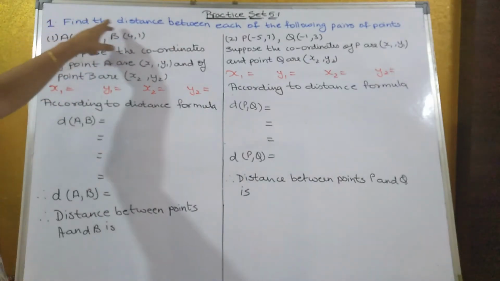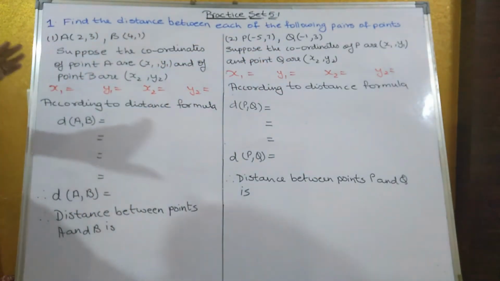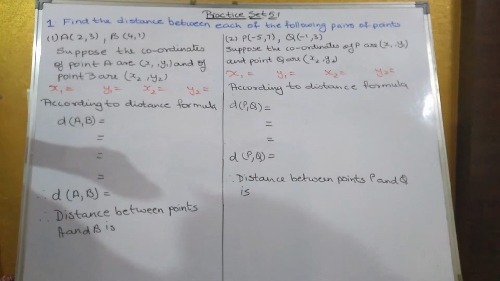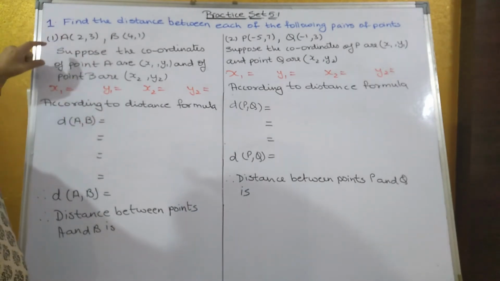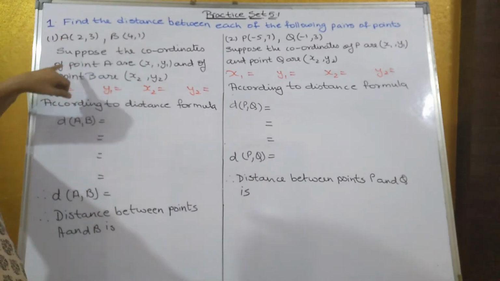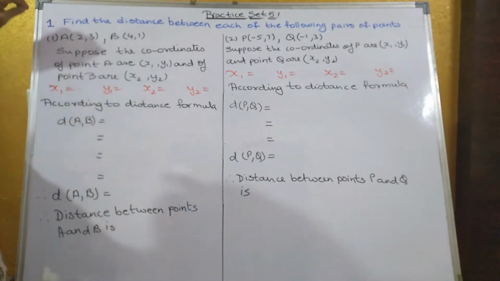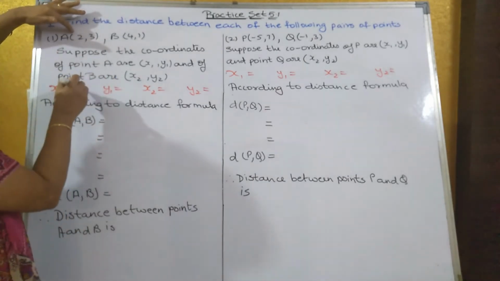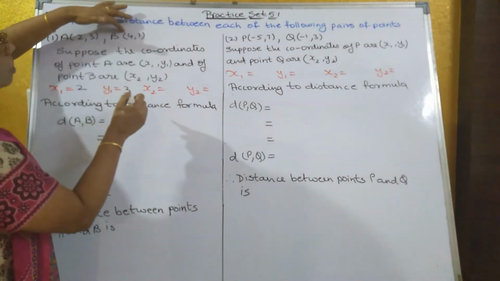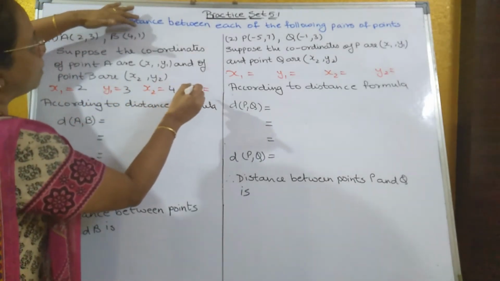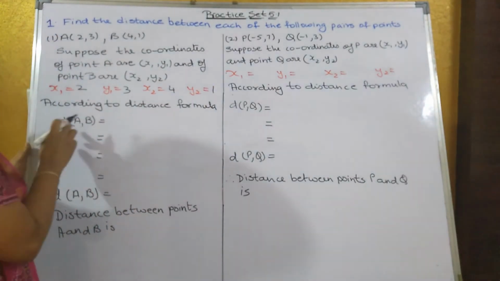5.1, we have to find out the distance between each of the following pairs of points. Now we have to use the distance formula and find out the distance between the 2 points. We have to write down the steps, otherwise you lose the mark. So you have to first write, suppose the coordinates of point A are x1, y1 and of point B are x2, y2. Then according to this, x1 is 2, y1 is 3, x2 is 4 and y2 is 1.